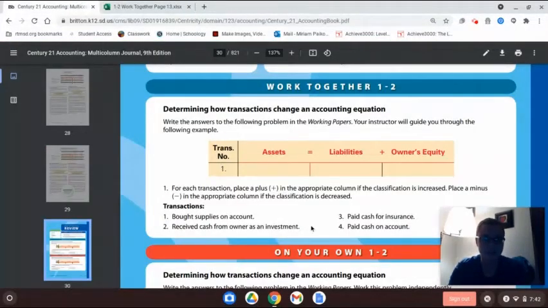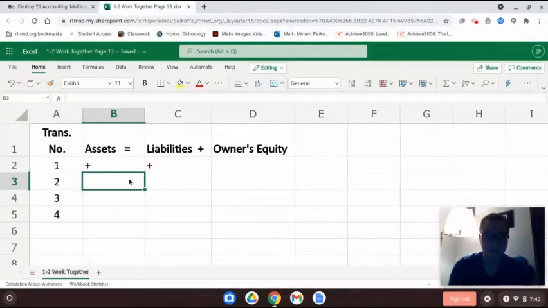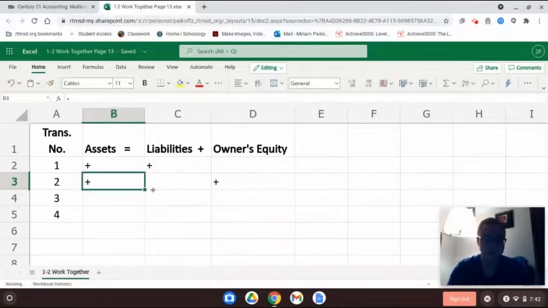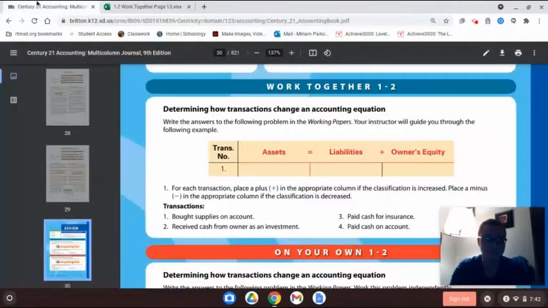Transaction number 2 reads, received cash from owner as an investment. So we know that when we receive cash, that means that our cash account is getting increased. So we put a plus sign here because cash is an asset. And also, we put a plus sign for owner's equity because we received cash from the owner. So we put a plus sign here because if you notice, again, we are on opposite sides of the accounting equation. So whatever we do on one side of the accounting equation, we have to do on the other. Otherwise, our accounting equation will not be in balance. Okay, so that's transaction number 2.